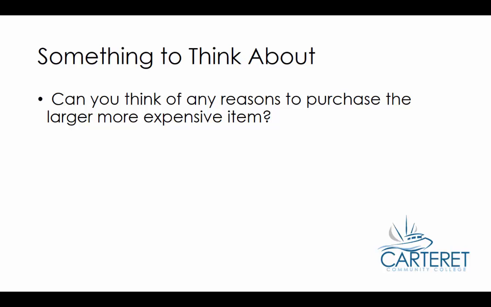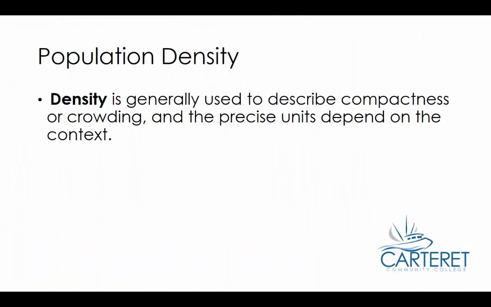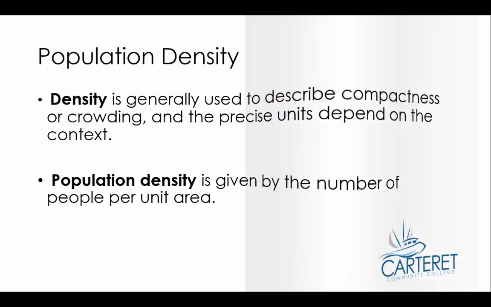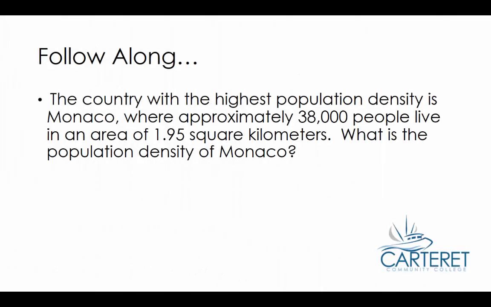Let's take a look at some more examples of unit rate. Density is generally used to describe compactness or crowding, and the precise units depend on the context. Population density is given by the number of people per unit area. The country with the highest population density is Monaco, where approximately 38,000 people live in an area of 1.95 square kilometers. What is the population density of Monaco?